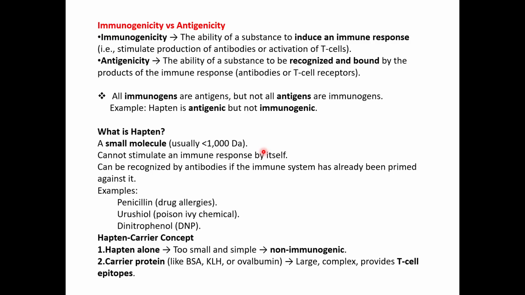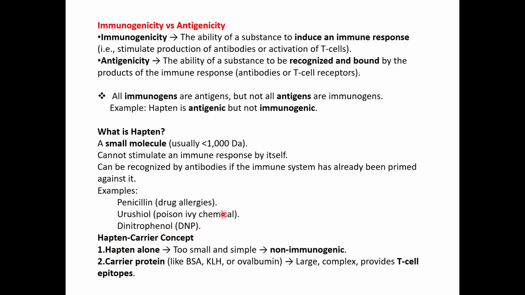So second time, it does not require a carrier molecule. Second time, your antibodies, which are already stored in the memory B cells, can recognize it. If the antibody is already present in the system, then it can bind to it. But if the antibody is not present in the system, it cannot recognize it and produce the antibodies now. So that is what a hapten is. Examples of haptens are penicillin, urushiol, DNP, etc. All these are also allergens, so that is why sometimes they also cause allergic reactions.